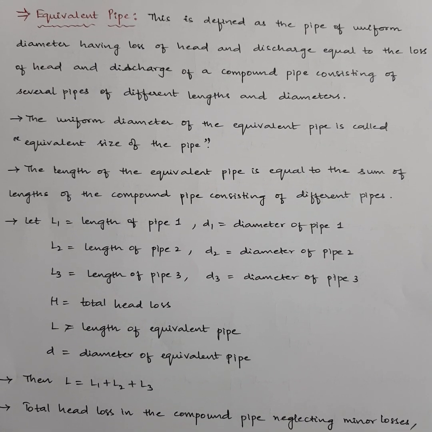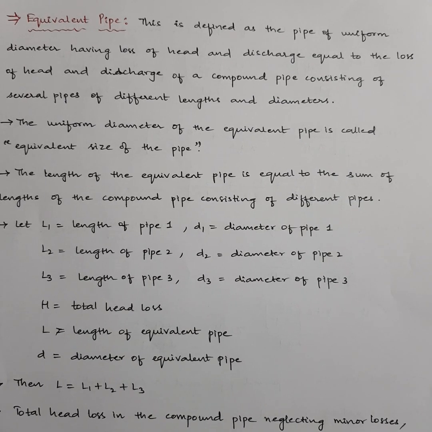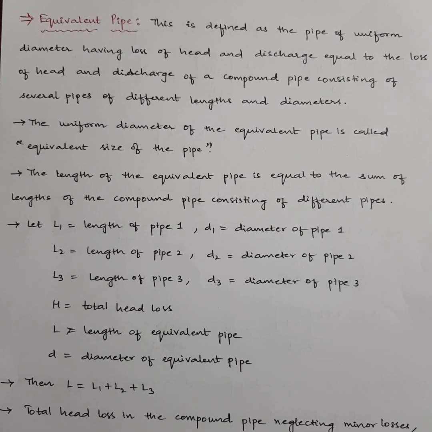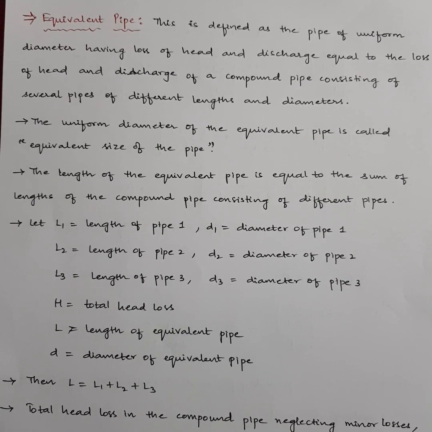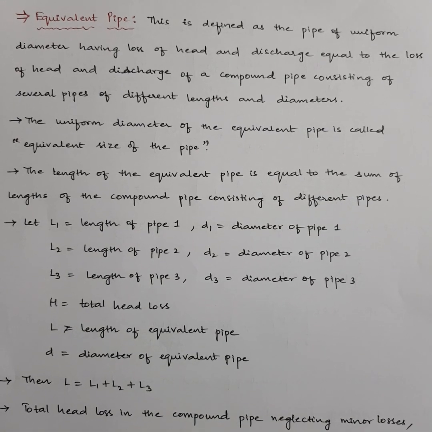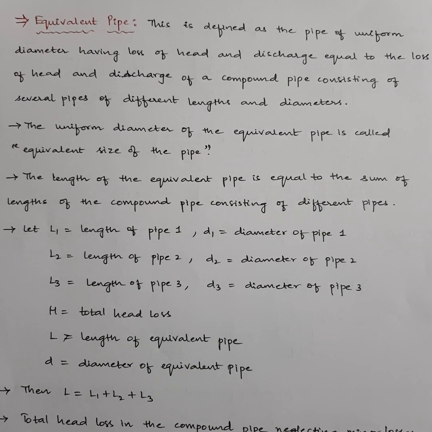In this video I'll be explaining equivalent pipe, where I'll be covering Dupit's equation. So equivalent pipe is nothing but the pipe of uniform diameter and uniform length which is generally used to replace a compound pipe.